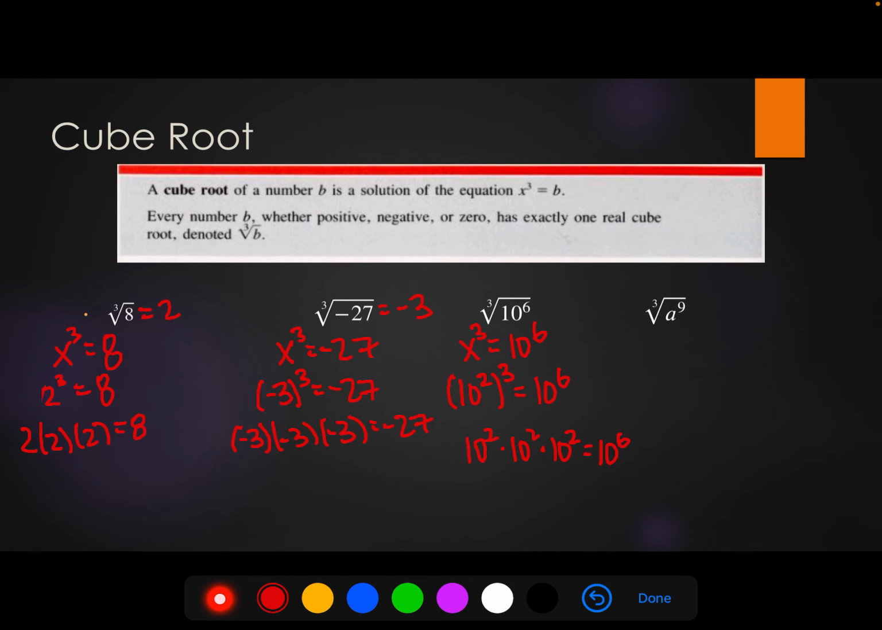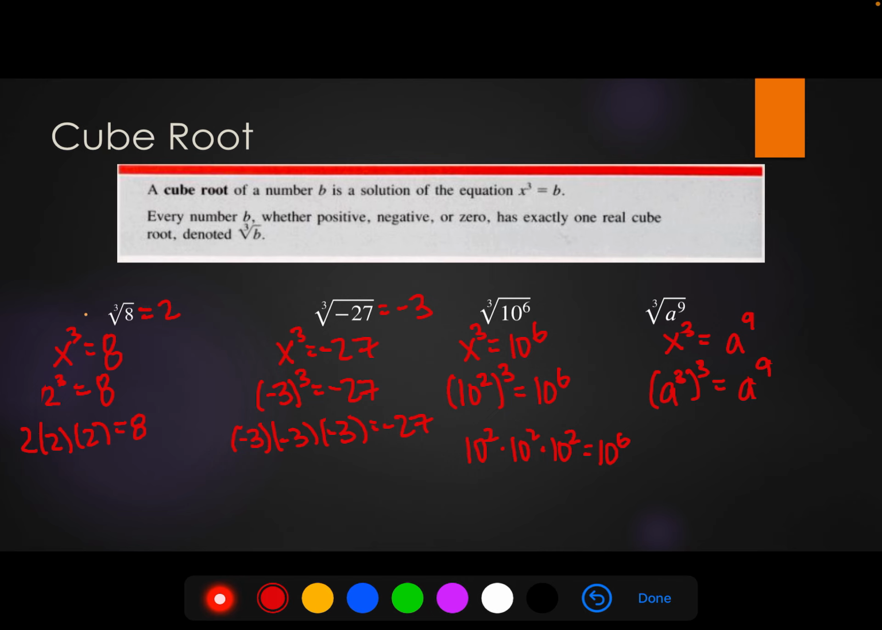Now we're going to do the same thing for the cube root of a to the 9th power. We know that some number to the third power has to give us a to the 9th. So we need to think, what exponent of a, if we multiply it by 3, will give us this 9? Basically, what times 3 will give us 9? And that's 3. A to the third power, that cubed, we multiply our exponents together, 3 times 3 gives us 9.